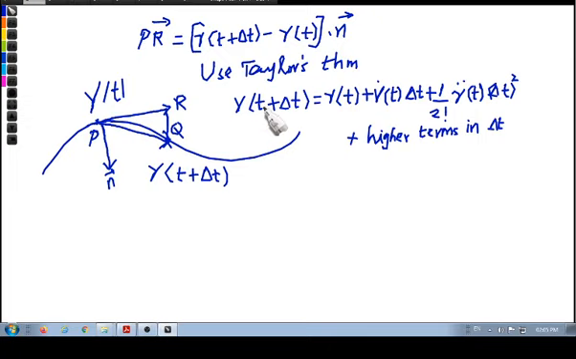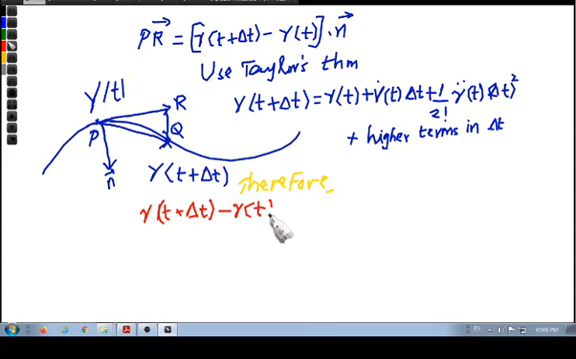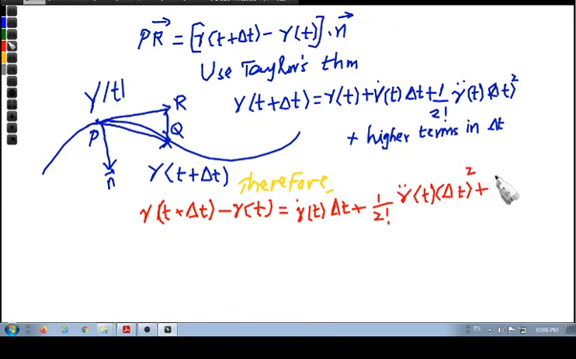Therefore, gamma of t plus delta t minus gamma of t will be gamma dot of t into delta t plus 1 by 2 factorial gamma double dot of t into delta t square plus higher terms.